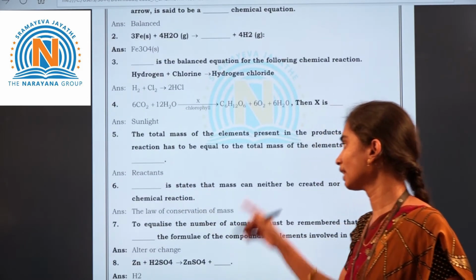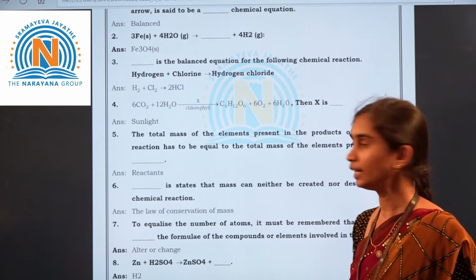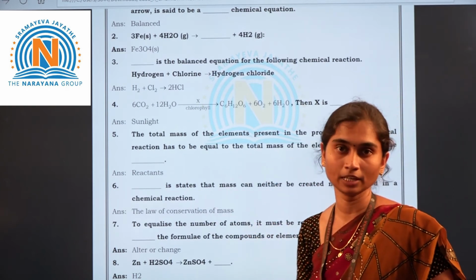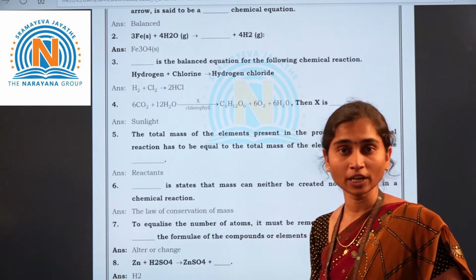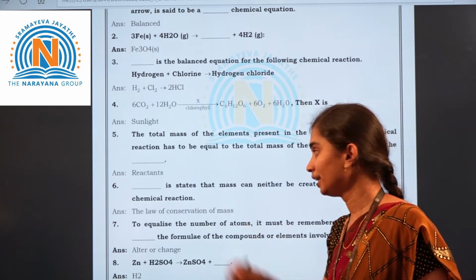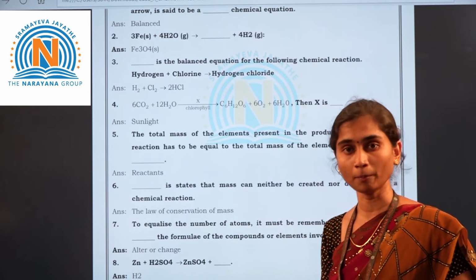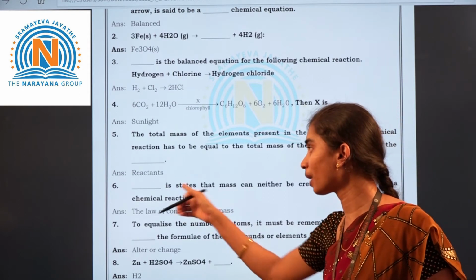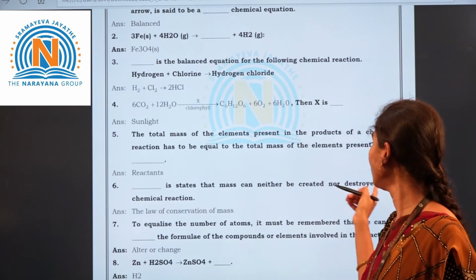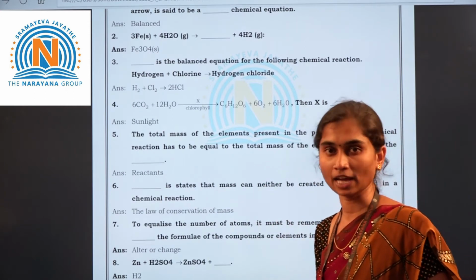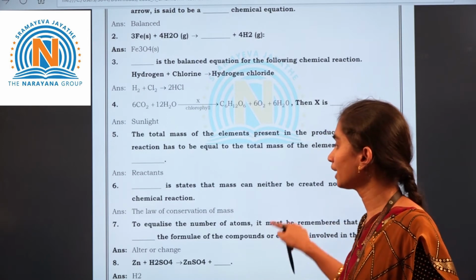Dash states that mass can neither be created nor destroyed in a chemical reaction. So what is this law? This law is the law of conservation of mass. So the law of conservation of mass states that mass can neither be created nor destroyed in a chemical reaction, right? So let us go for the next question.